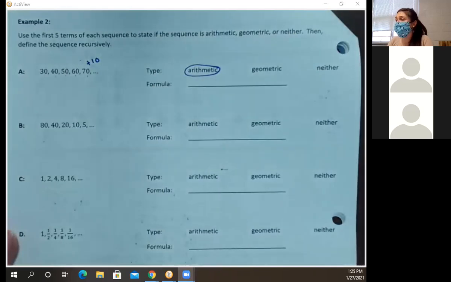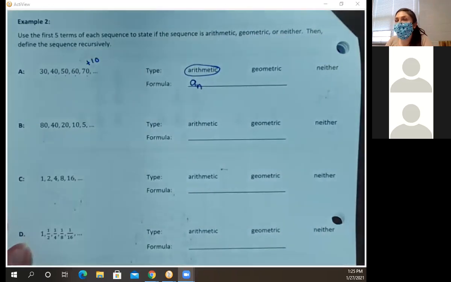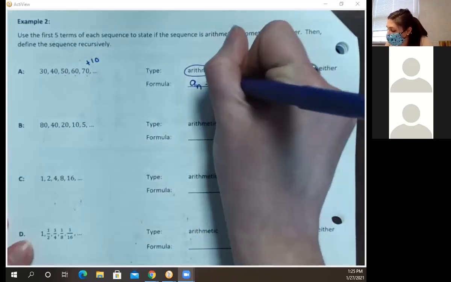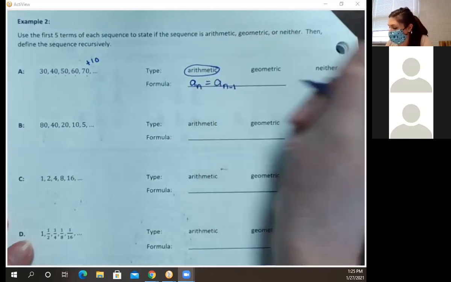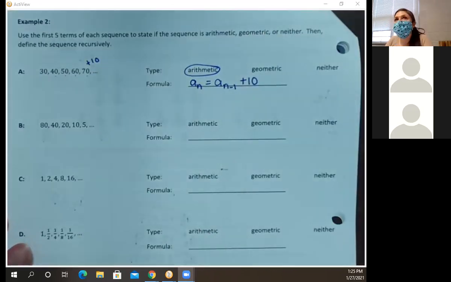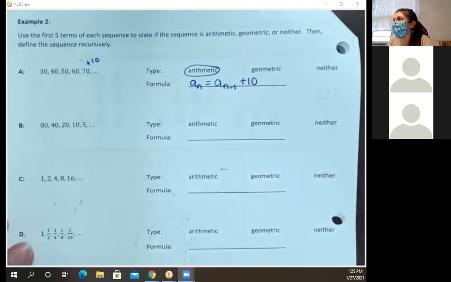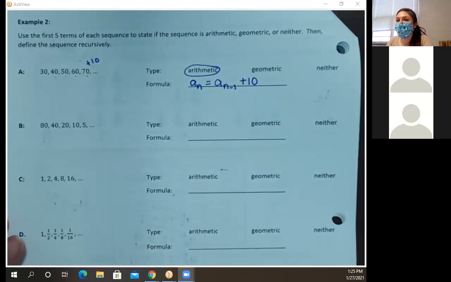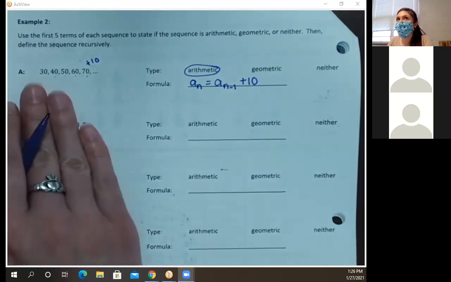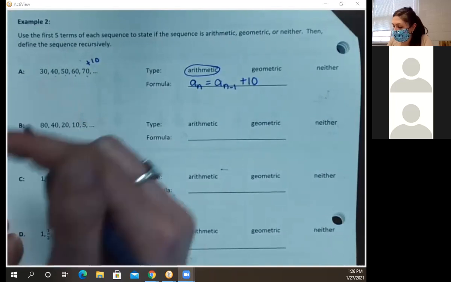And so if I want to write a recursive formula for this, recursive meaning it's based on the term before it, for whatever term I want, that's a sub n, I need to take the previous term, that's a sub n minus 1, and I need to add 10. So take the last term and add 10 to get the next term. Questions on A? Okay, let's take a look at B.